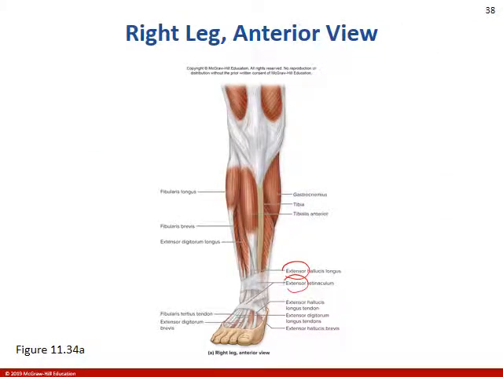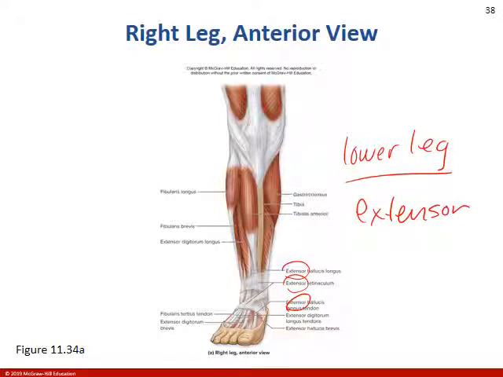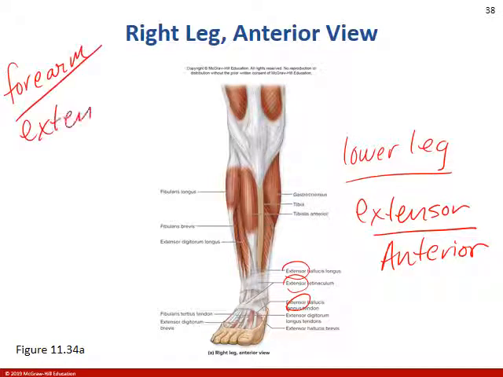So, where do you think the extensors are for the lower leg? If flexors are on the posterior side, that means extensors are on the anterior side. How is that different than the forearm? On the forearm, where did you find extensors? You found them on the posterior side of the forearm. So this is what I meant earlier by it's the opposite when we're talking about forearm versus lower leg.